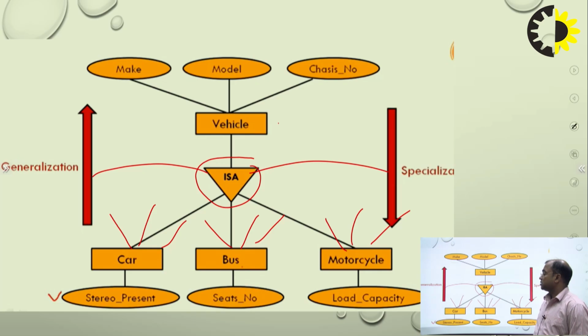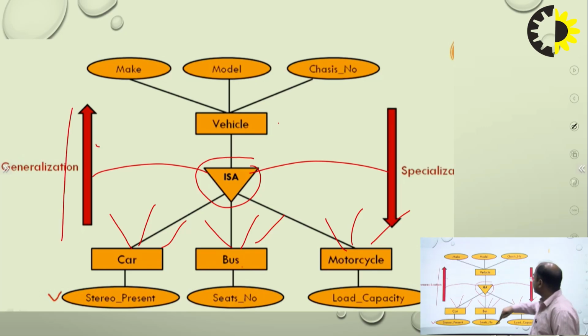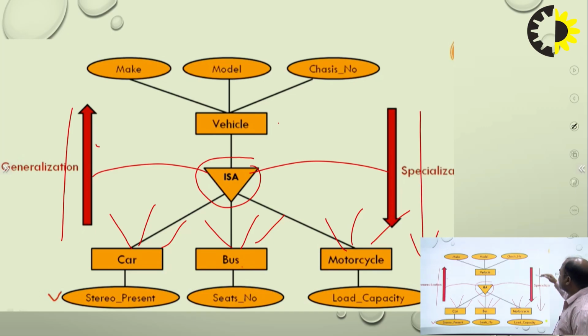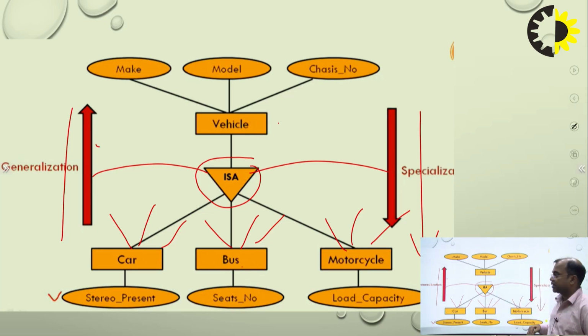So here we can compare generalization and specialization. They are opposite of each other. One is a top down approach and the other is a bottom up approach. Specialization starts from top to down, generalization starts from bottom to up. We generalize car, bus, and motorcycle to vehicle, and vehicle is specialized into car, bus, and motorcycle. These are the two different things inside that.